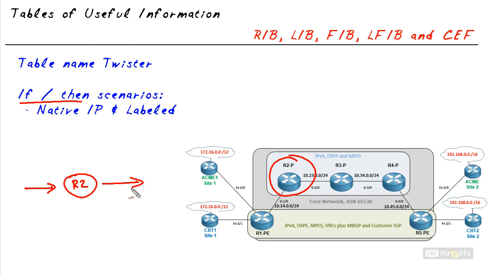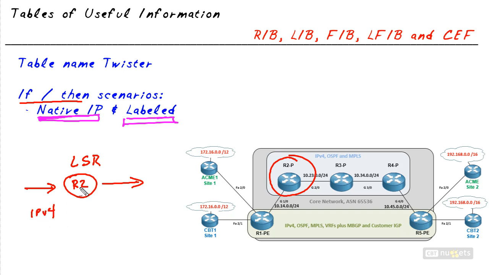And if R2 is an MPLS router, which we also affectionately call an LSR, a label switching router, there's multiple choices as far as how it might forward a packet. And the big two variables that drive this whole equation are native IP versus labeled IP. And we're talking about IP version 4. So let's start off with an incoming IPv4 packet, naked, no MPLS label.